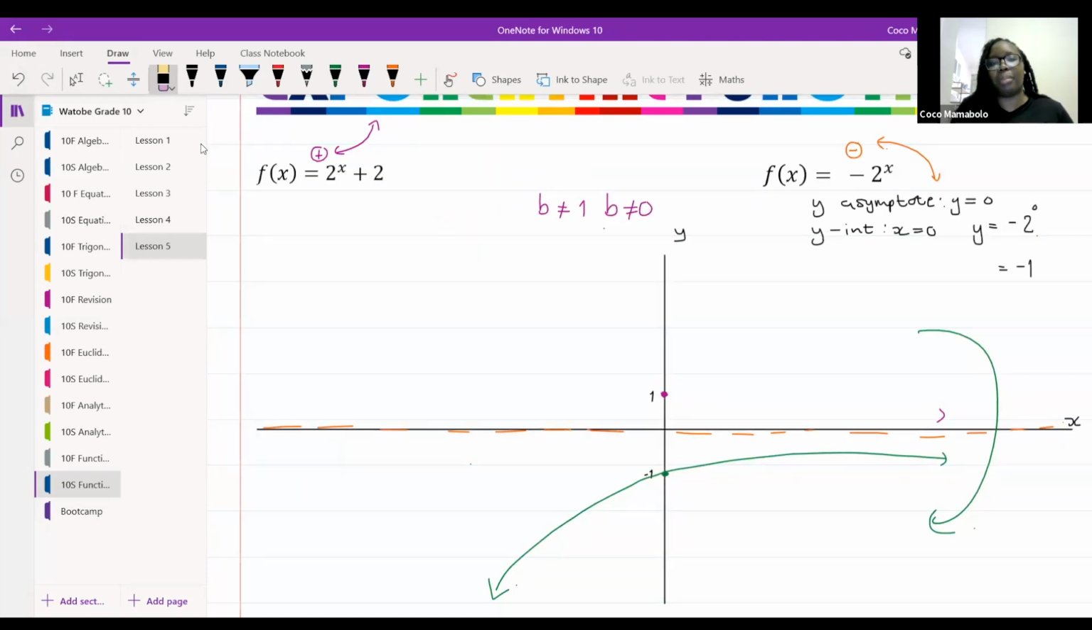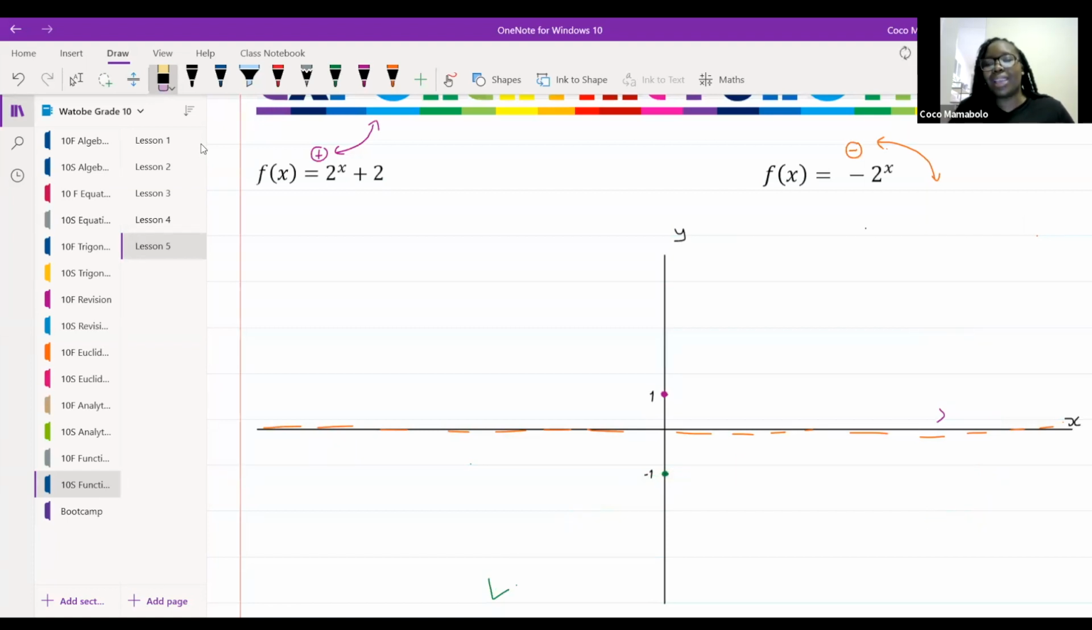All right, let's talk about a couple of things, guys. If I have 2 to the power of x plus 2, my y asymptote then moves. My new y asymptote is going to be this value here, where y is equal to 2. So it's actually going to sit there, at 2. And then we can draw it across.